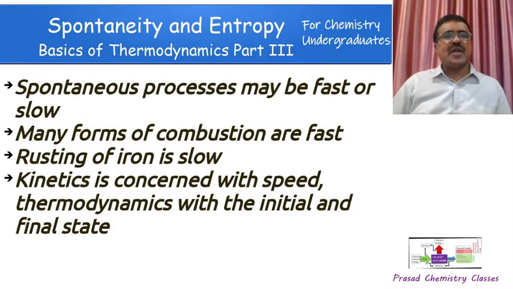We can see that a spontaneous process may be fast or slow. Already we have seen certain ionic reactions, like the mixing of silver nitrate and sodium chloride, where silver chloride is precipitated instantaneously. That is a spontaneous process happening at a fast rate. Then explosive reactions happen at a very fast rate. Rusting of iron, on the other hand, is slow.